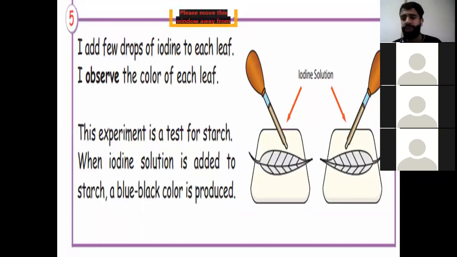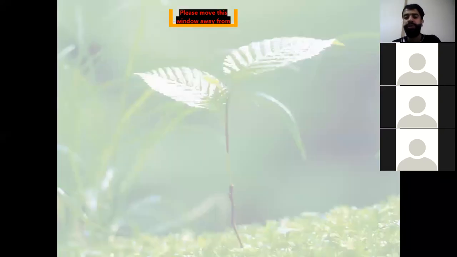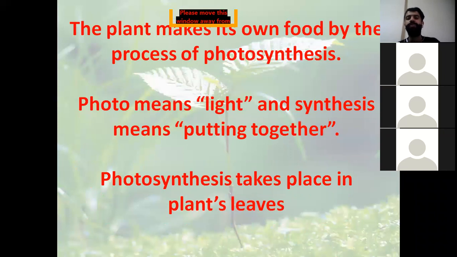Then we add iodine solution to detect the presence of starch. If we have dark blue, this means that we have starch. No dark blue, there is no starch. So the plant makes its own food by the process of photosynthesis. Photo means light. Photosynthesis, putting together with the help of light, and it takes place in the leaves of the plant.